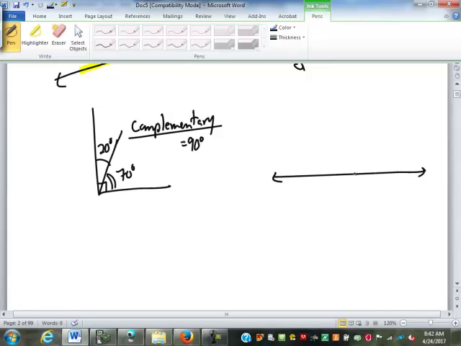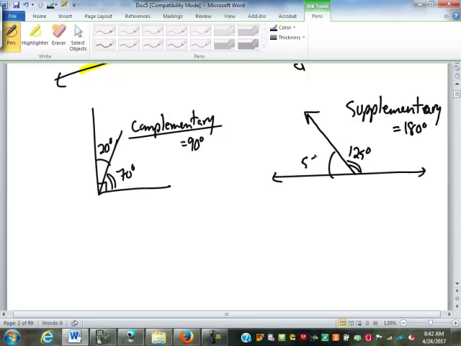They could add up to a straight line like this. So these 2 angles have to add up to 180. That's called supplementary. So you have to add up to 180 degrees. So if I tell you that this one here is 125 degrees, this one here has to be 55 degrees. You have to add up to 180.